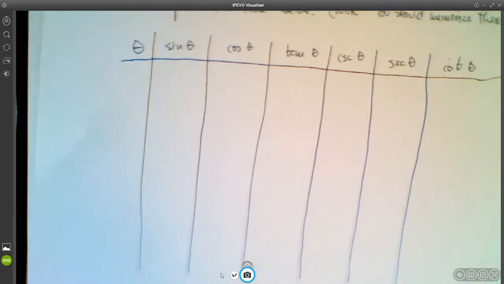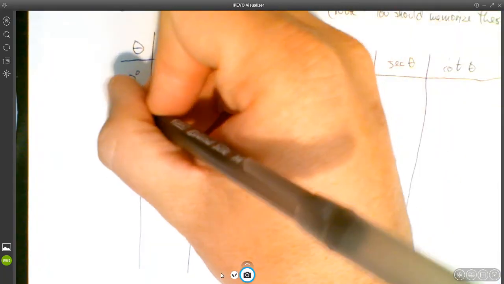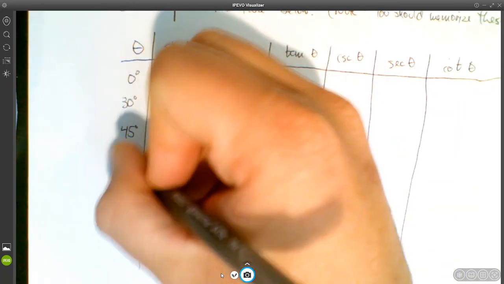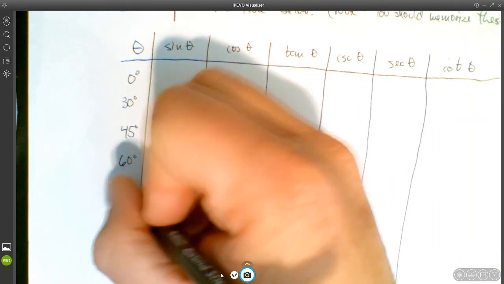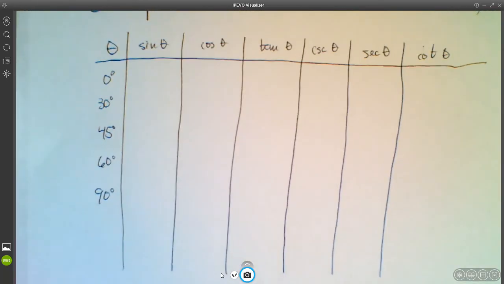Okay, and the angles that we should have memorized are 0 degrees, 30 degrees, 45 degrees, 60 degrees, and 90 degrees. Okay. So I'm going to let you go ahead and pause the video and see if you can fill this out on your own from memory. It would be a good exercise for you.